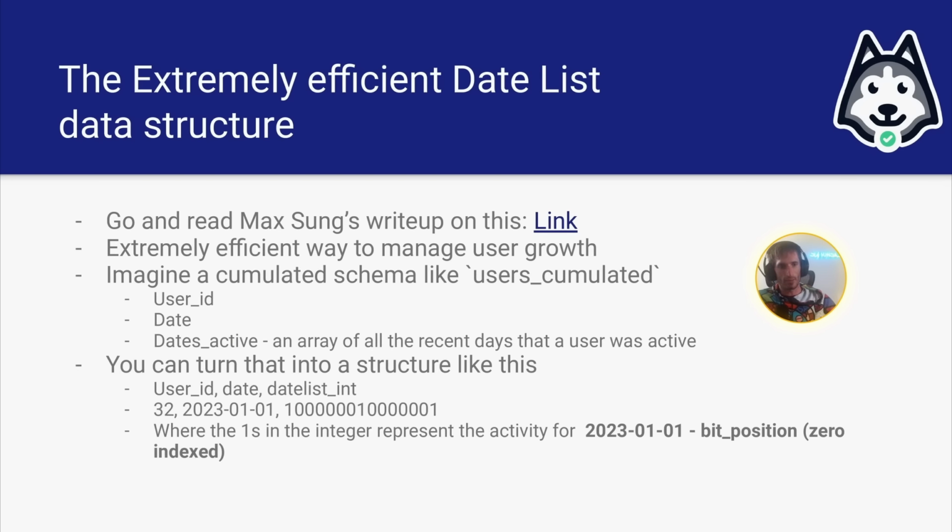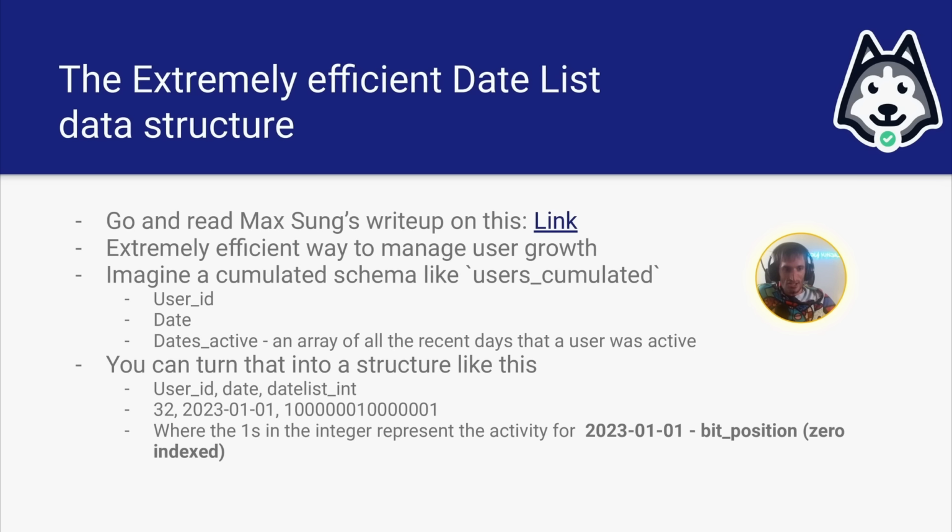And that can be a very powerful way to see that this user was active on these days. It's a very powerful way to store this data, because now you can store 30 days of history as an integer data type.